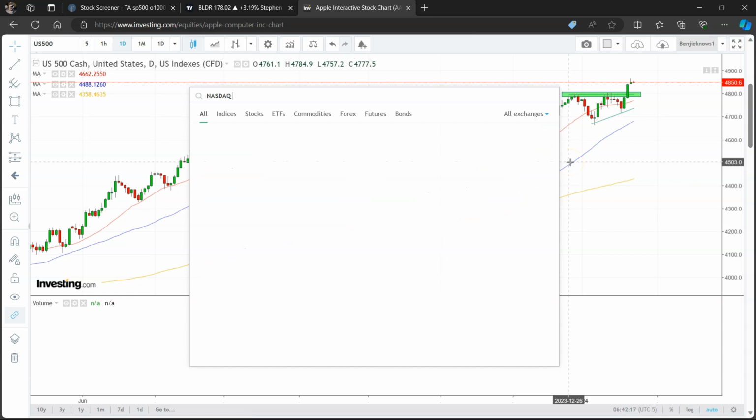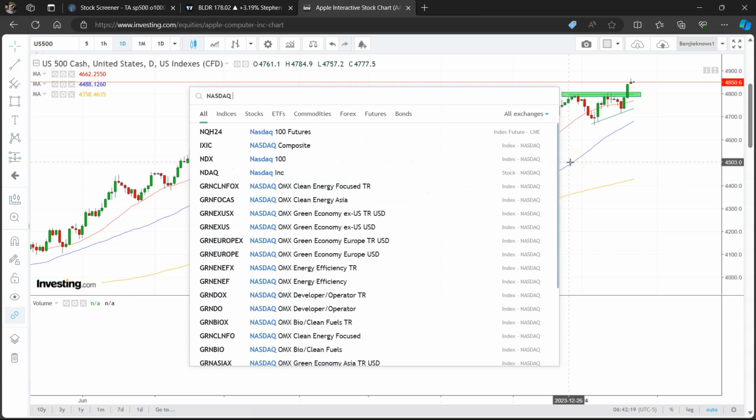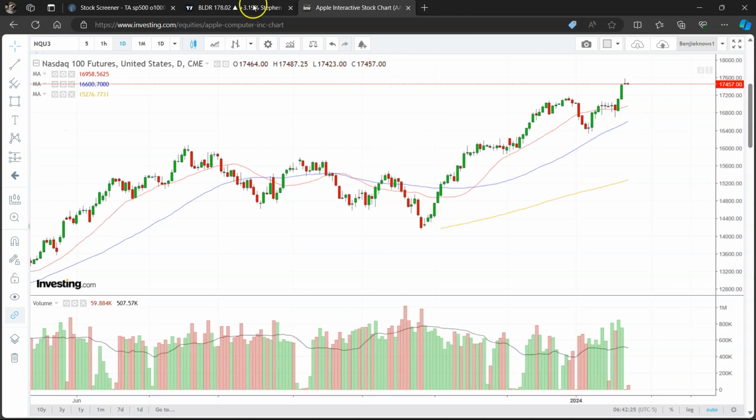Let's look at the Nasdaq Composite Index. Nasdaq futures, Nasdaq 100 futures. Also same story, broke out of, well, I wouldn't say that it's an ascending triangle, maybe a kind of triangle pattern. Broke out above 20 MA, 50 MA.